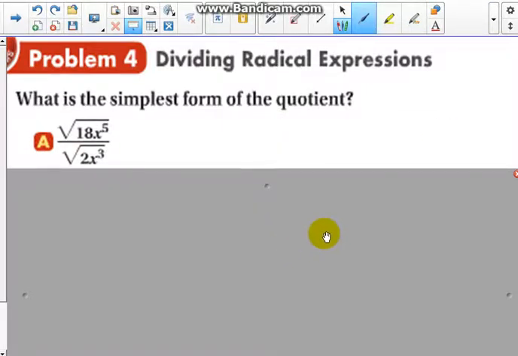Okay, continuing with problem 4, we're dividing radical expressions. What is the simplest form of this quotient? And for the first problem that we have, it is the square root of 18x to the 5th divided by the square root of 2x cubed. So the first thing we want to do is combine this under one big radical sign. So we have 18x to the 5th over 2x cubed, and we can separate this if you'd like.